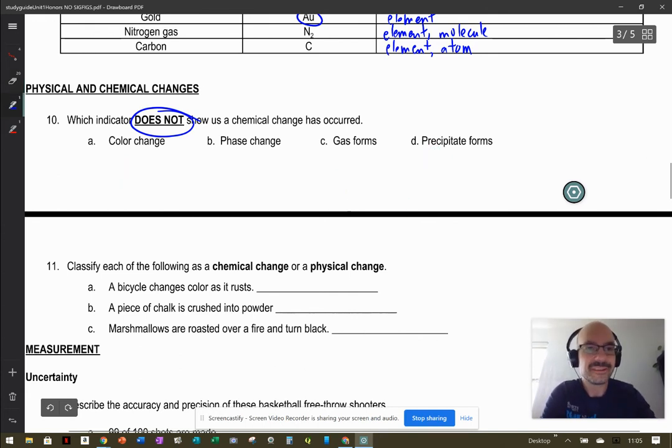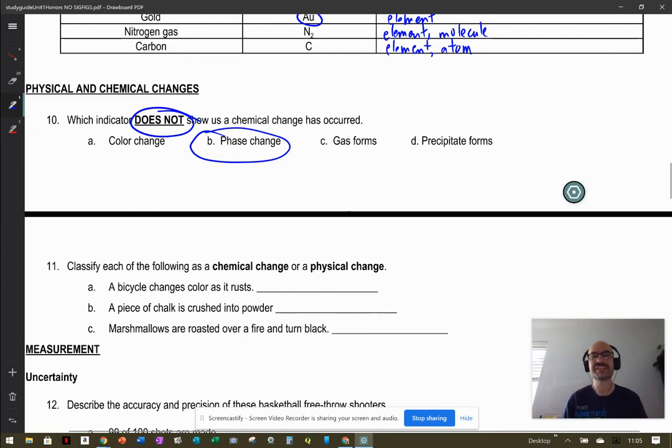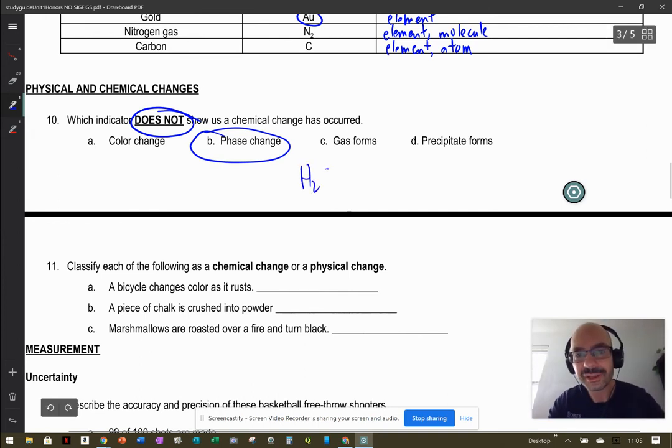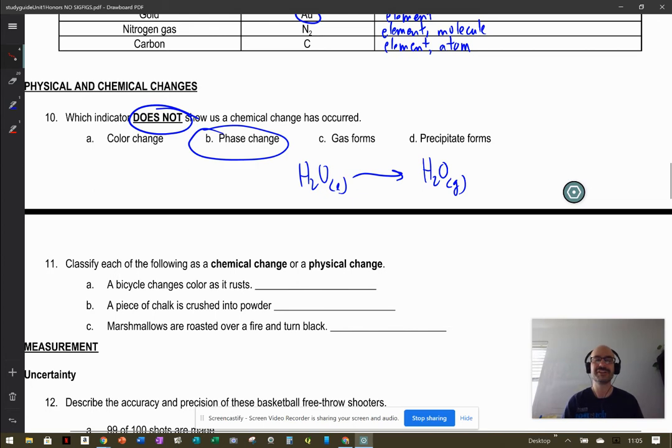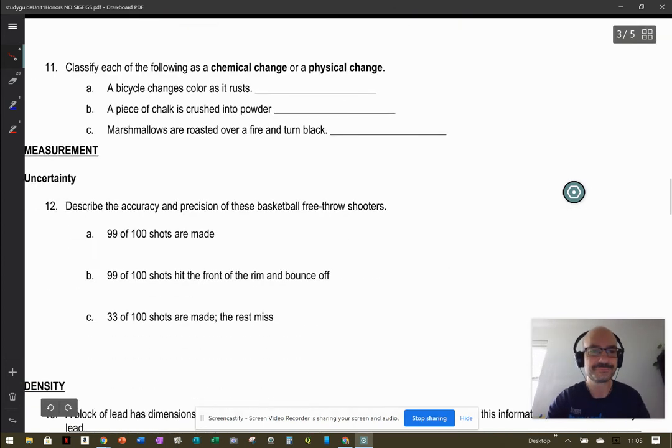So we know that a physical change, which is a phase change, is not a chemical change. When we're looking at water boiling, for example, if we have liquid water and it becomes a gas, it's still the same substance. When you look at the composition, H2O here is the exact same as over here, H2O. So no chemical change occurred, it's just a physical change.